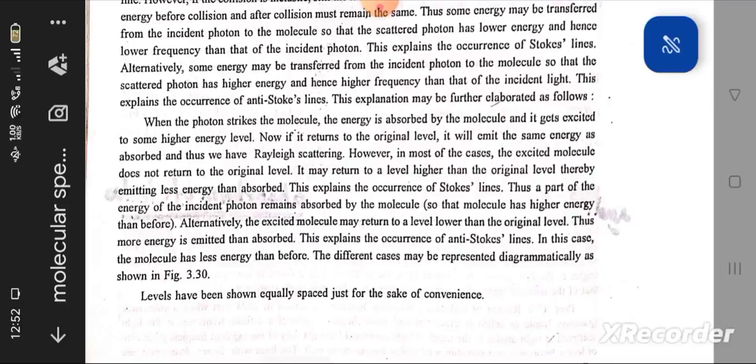Thus, a part of the energy of the incident photon remains absorbed by the molecule, so that the molecule has higher energy than before. Alternatively, the excited molecule may return to a level lower than the original level. Thus, more energy is emitted than absorbed. This explains the occurrence of anti-Stokes lines. In this case, the molecule has less energy than before. The different cases may be represented diagrammatically as shown. Levels have been shown equally spaced just for the sake of convenience.